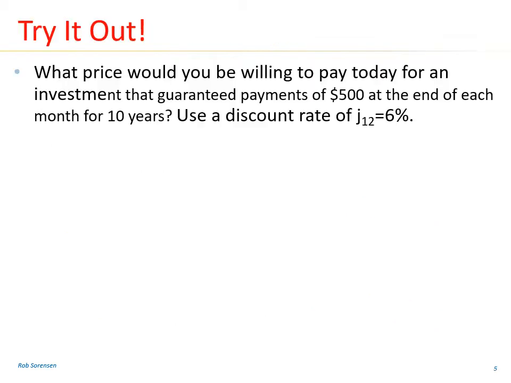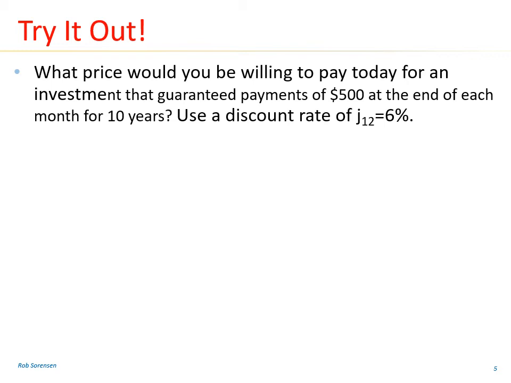Let's try one out, see if it works for you as well. What price would you be willing to pay today for an investment that guaranteed payments of $500 at the end of each month for 10 years? And let's use a discount rate or an interest rate of 6% compounded monthly. So go ahead and pause the video and try it out, see if you can do it. And then when you're ready, come back, press play, and we'll see how it went.